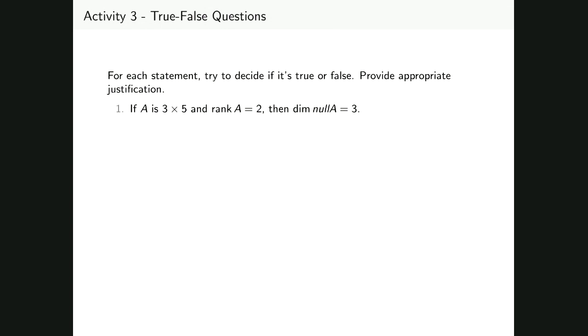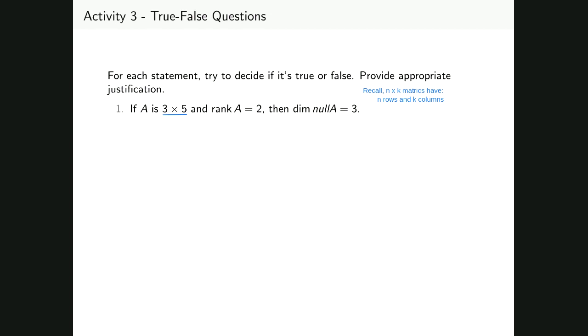Okay, so what we need to understand is what exactly we mean when we say a 3 by 5 matrix. I just want to put a little note off to the side to remind myself that n by k matrices have n rows and k columns. Just a little bit of a reminder. So is it possible to have rank A be 2 and the dimension of the null space be 3?